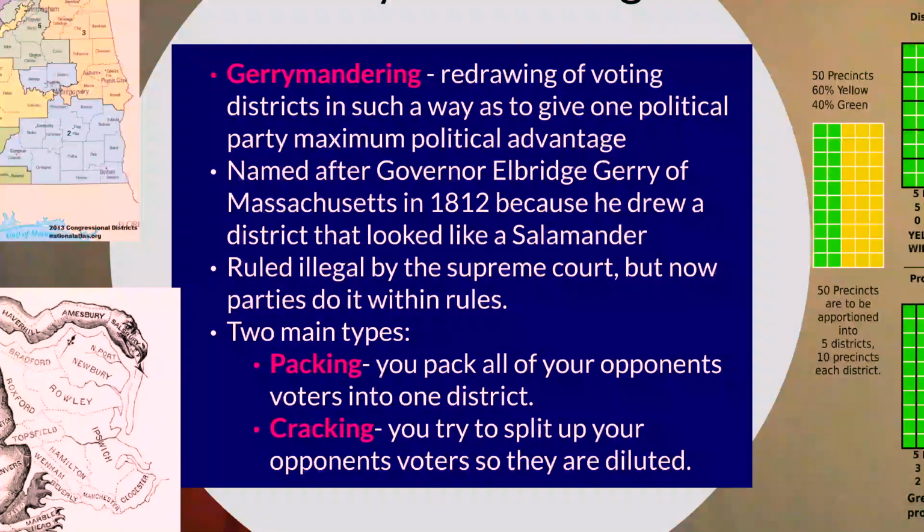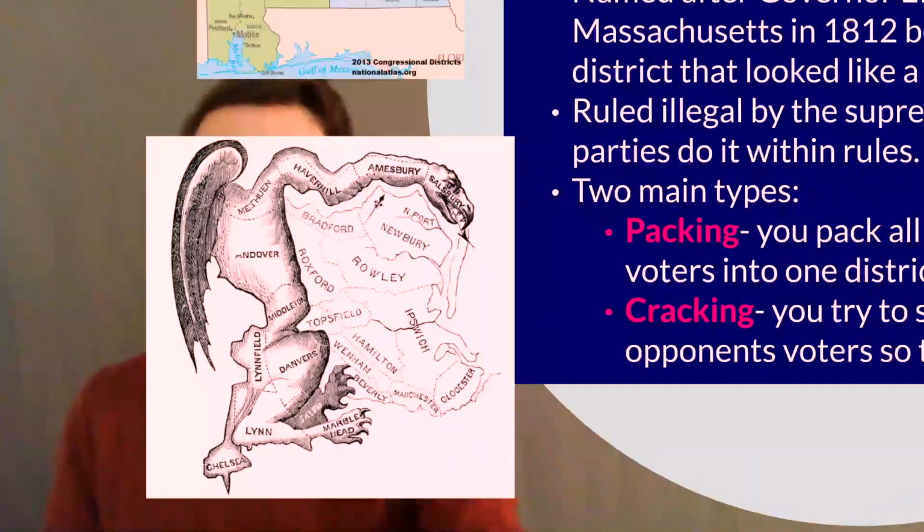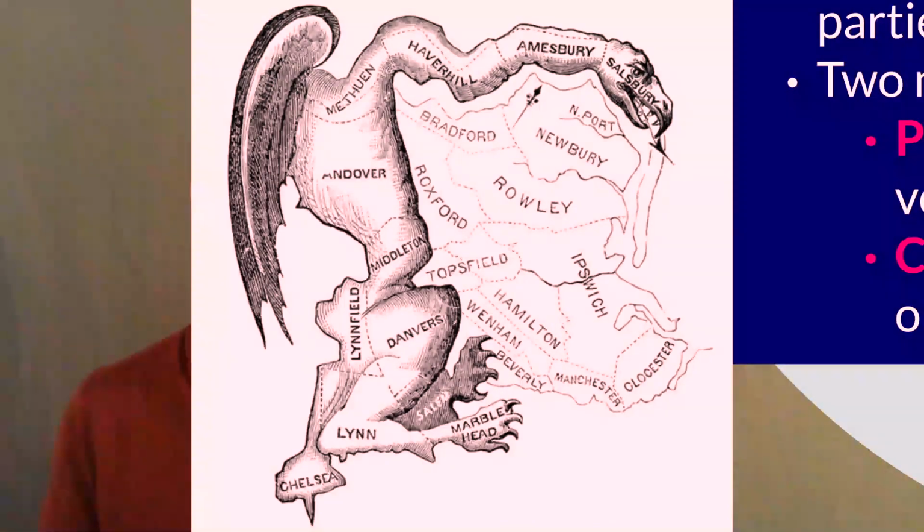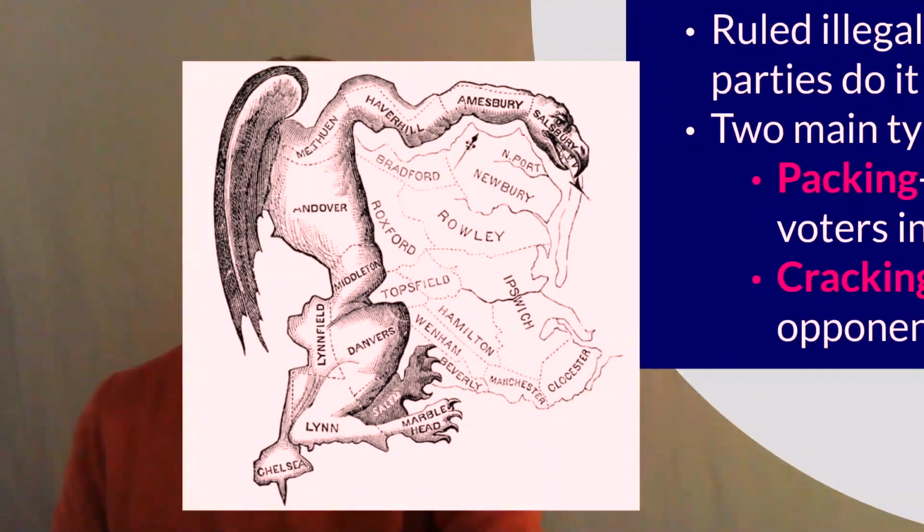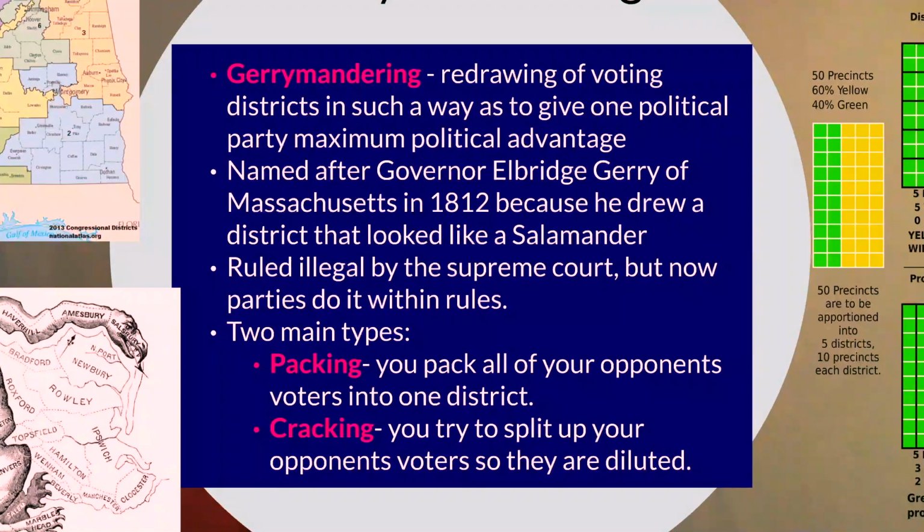But he was the governor of Massachusetts in 1812. Because he drew a district that looked so strange, people compared it to a salamander. You can see this was the original political cartoon. Because his last name was Gerry, they called it gerrymandering, for the salamander. So he will forever have his name tied to this practice. It was ruled illegal by the Supreme Court, but now they have certain rules they have to follow in order to do gerrymandering, but it still happens.